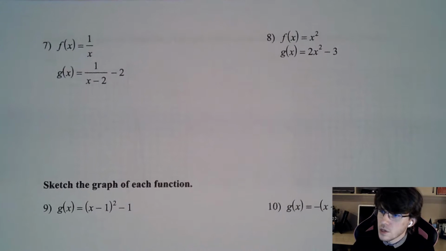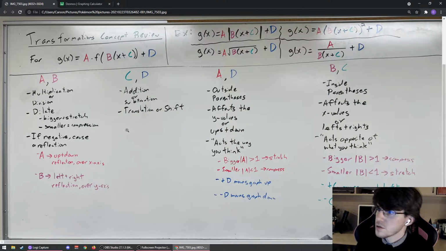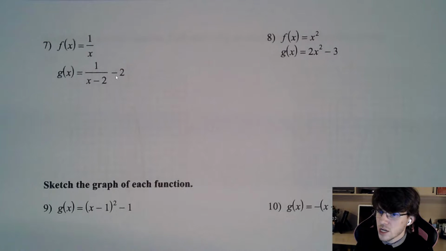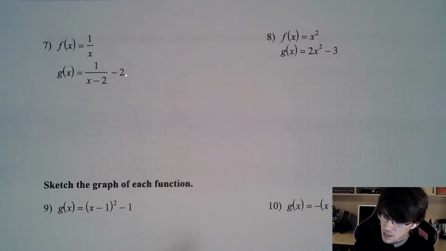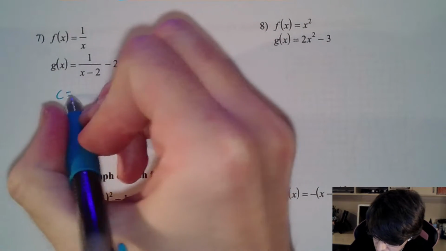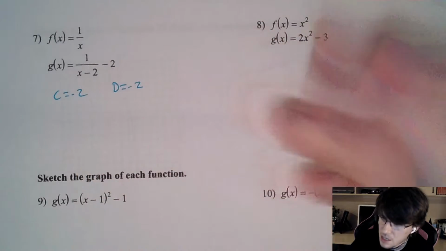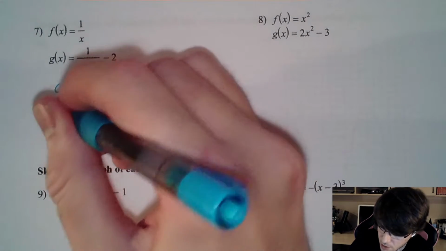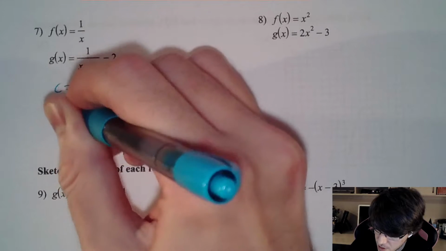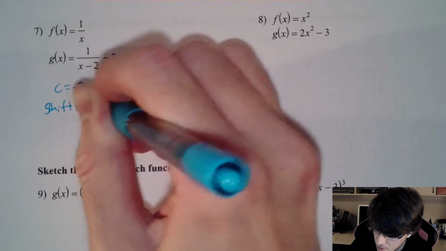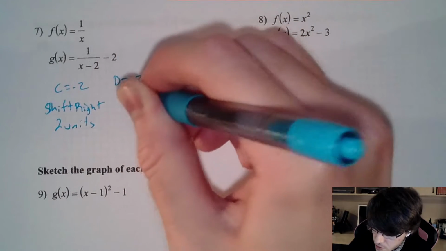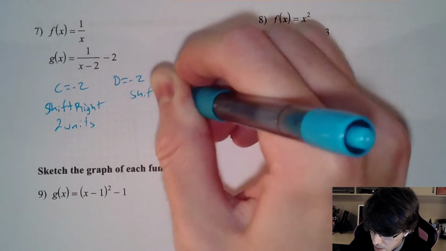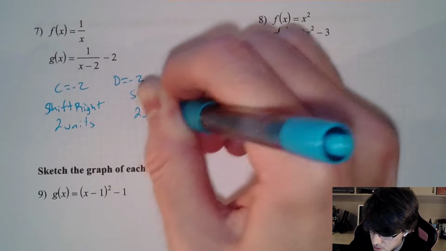Okay. So on number 7, yet again, we got to figure out which letters are which and which ones are being affected. So we're going to take a look at our notes here. We have A on the top, B and C on the bottom, D on the far outside there. So it looks like we have the subtractions. So that means this is a C and this is our D. So C is a -2 and D is a -2. And that means we are going to be shifting right 2 units, and this is going to be shift down 2 units.